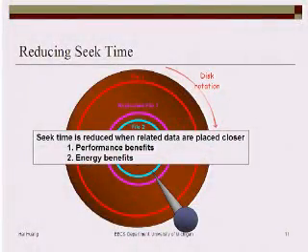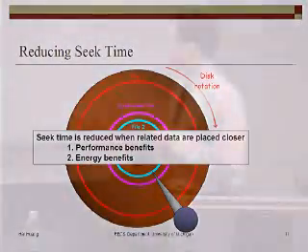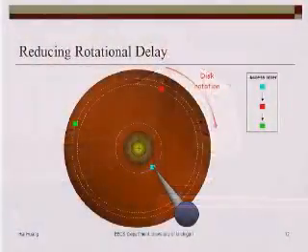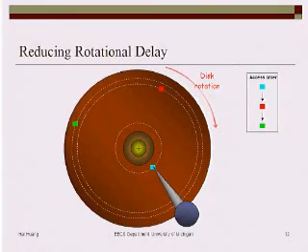So reducing seek time is fairly easy by using unused regions on the disk and also using replication as a technique. It has obvious performance benefits, and it has energy benefits as well, because seeking is a high power dissipation operation. So by reducing the distance, we can reduce the amount of energy spent seeking back and forth between these related data.